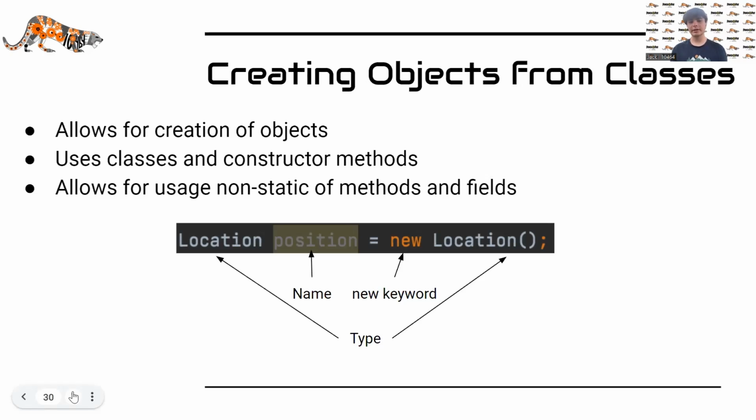So it allows you to create objects. I talked about before how a class is essentially a blueprint. When you create an object from the class, you are using that blueprint to build something new. And so you're using non-static methods from the class, because without that, you wouldn't be able to use those methods.